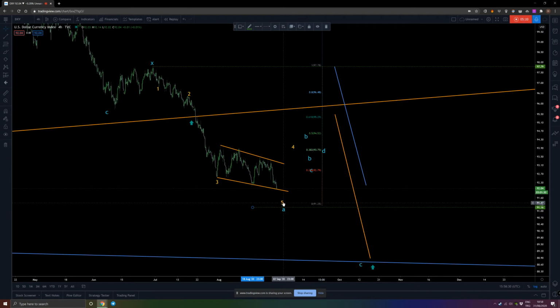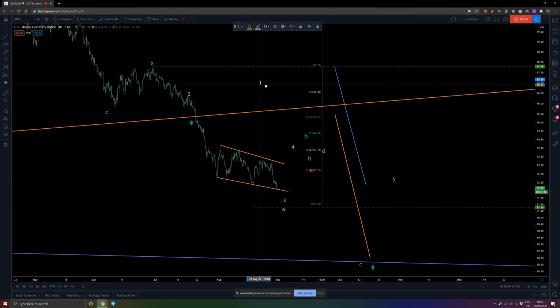Now, there's another option as well. Maybe this is still part of a third wave. That is another possibility, because you may think to yourself, this is 1, 2, 3, 4, and 5 in one lower degree, and that ends the third wave as well. That's another possibility. This is something that you should think about.